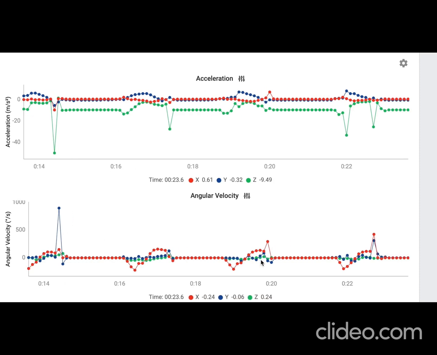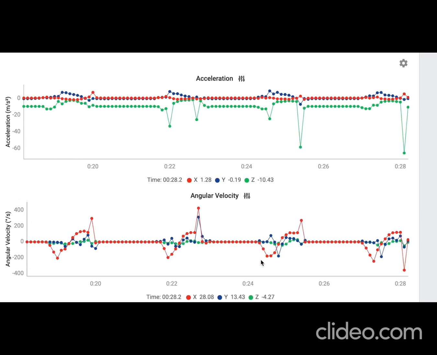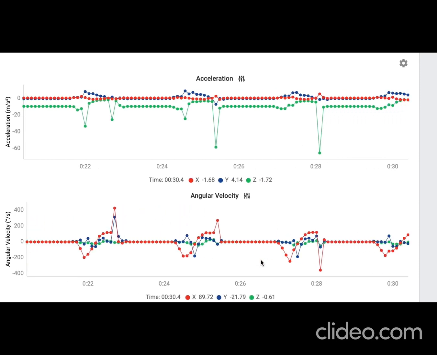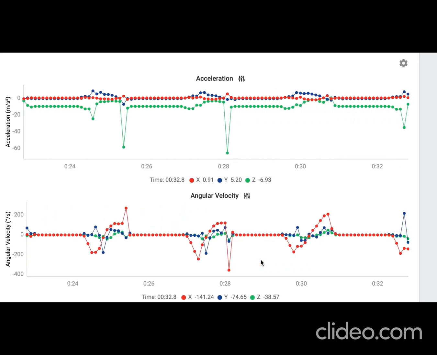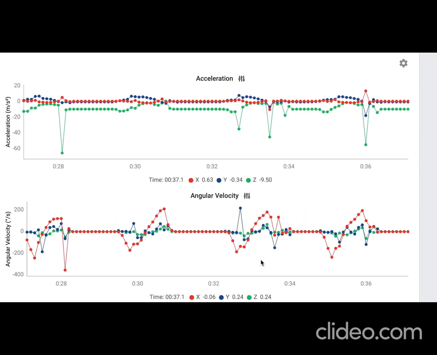In the raw data, we can see on the top plot the acceleration of the skateboard. There's a large Z acceleration, colored in green, which indicates the landing of the skateboard, a strong force as the skateboard hits the ground.